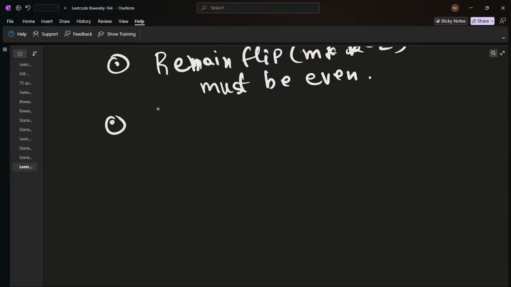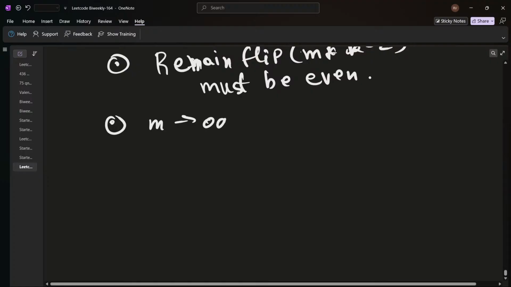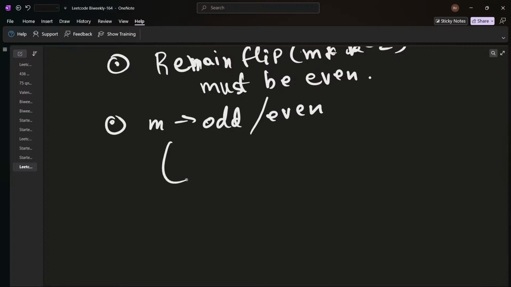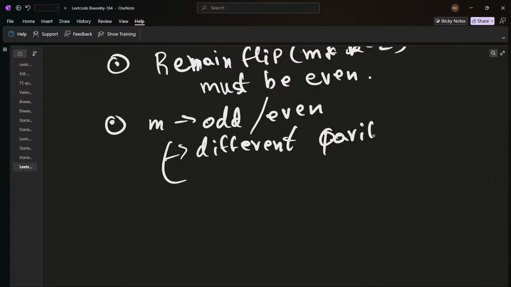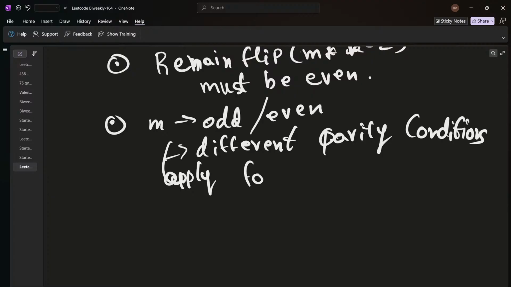Now, the final one, what is it? Depending upon whether m is odd or even, we'll put different parity conditions applied for balancing string, balancing string to all ones. Done.